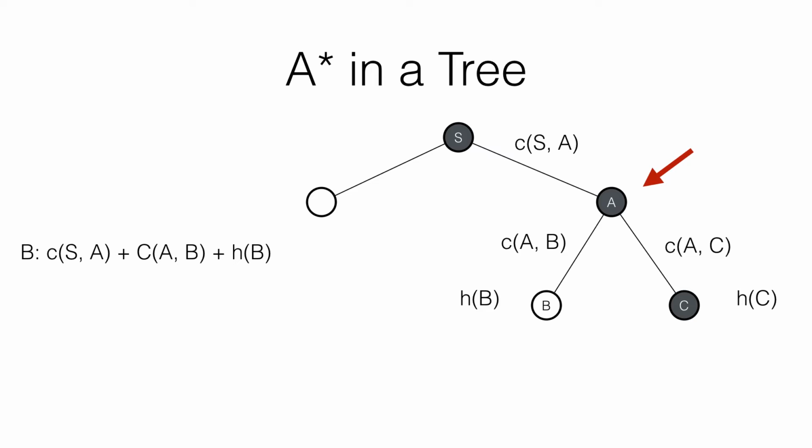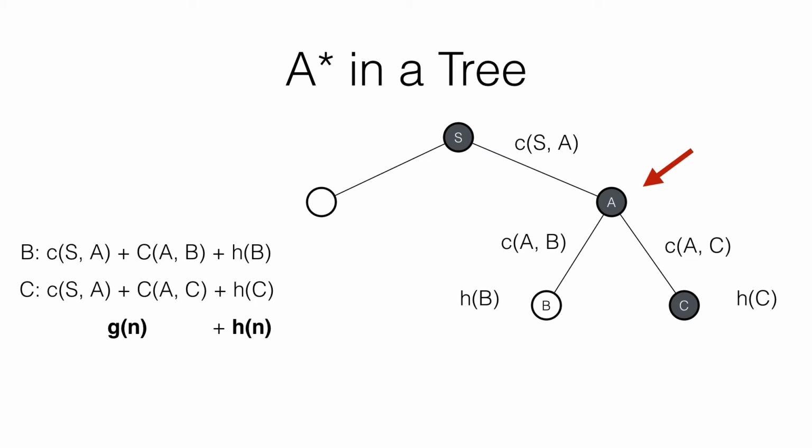So what we're going to add to the frontier is b with the score that's going to be the cost that it takes to get to b, which is going to be the cost from s to a, then the cost from a to b, and then add the heuristic at b. And then c is going to be the cost from s to a and the cost from a to c plus the heuristic to c. So these are the two pieces. This is g of n and h of n.